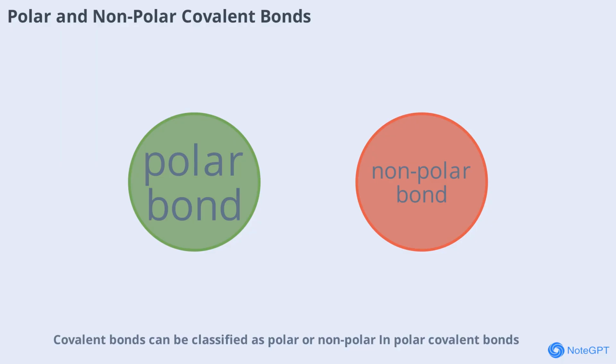Covalent bonds can be classified as polar or nonpolar. In polar covalent bonds, electrons are shared unequally, leading to partial charges on the atoms. Water is a classic example of a polar molecule. In nonpolar covalent bonds, electrons are shared equally, as seen in molecules like oxygen O2. The polarity of a molecule affects its physical and chemical properties, including solubility and boiling point.